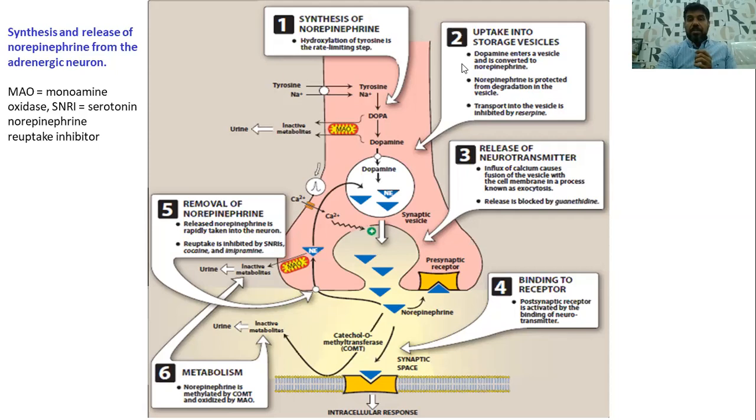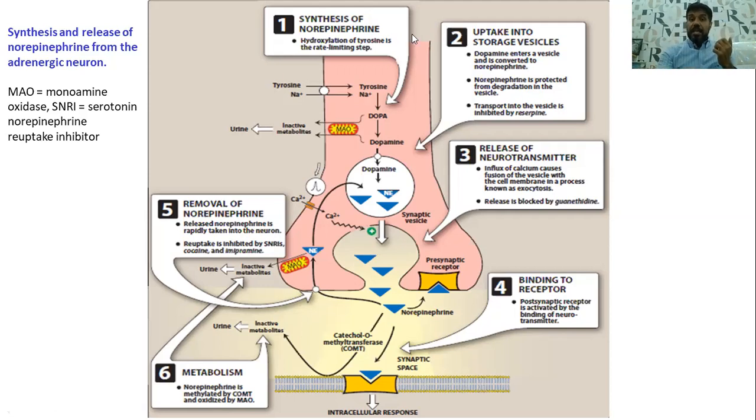So the second step, as I mentioned, dopamine enters a vesicle and is converted to norepinephrine. Norepinephrine is protected inside this kind of vesicle. This step, uptake of dopamine into the vesicle, can be inhibited by specific chemical medications. And norepinephrine stays stored in the vesicles without any release until there is an action potential.